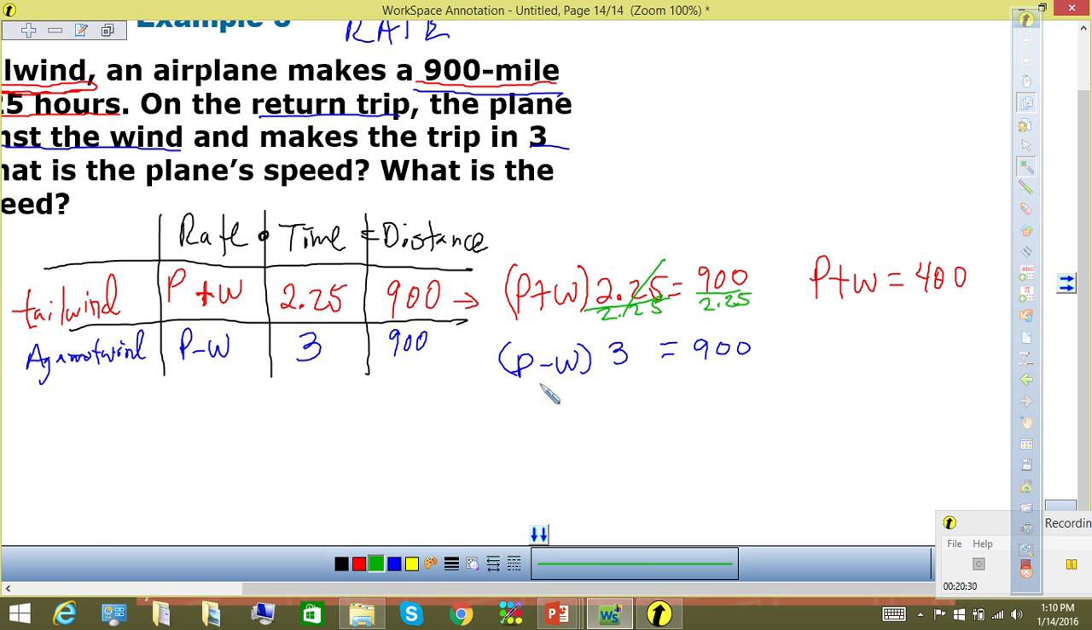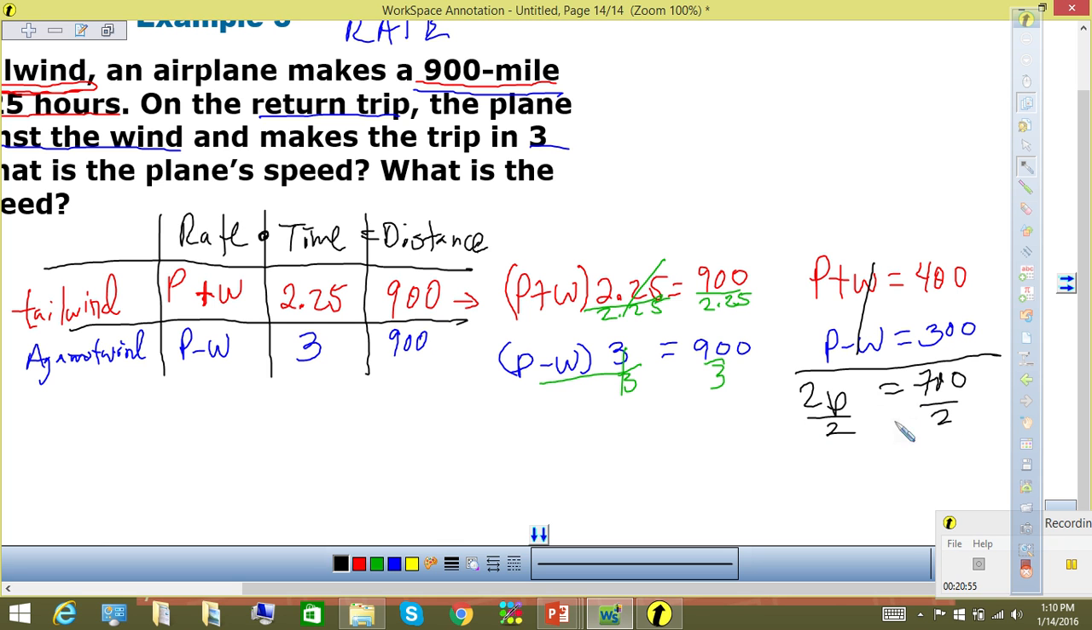Same thing with this one. To get rid of this 3, we divide by 3. We're left with P minus W equals, what do you notice? What do you guys see with these two? Elimination, right? So therefore we eliminate the W's. We're left with 2P equals 700. Divide by 2. P equals 350 what? Tell your neighbor. 350, which is miles per hour.